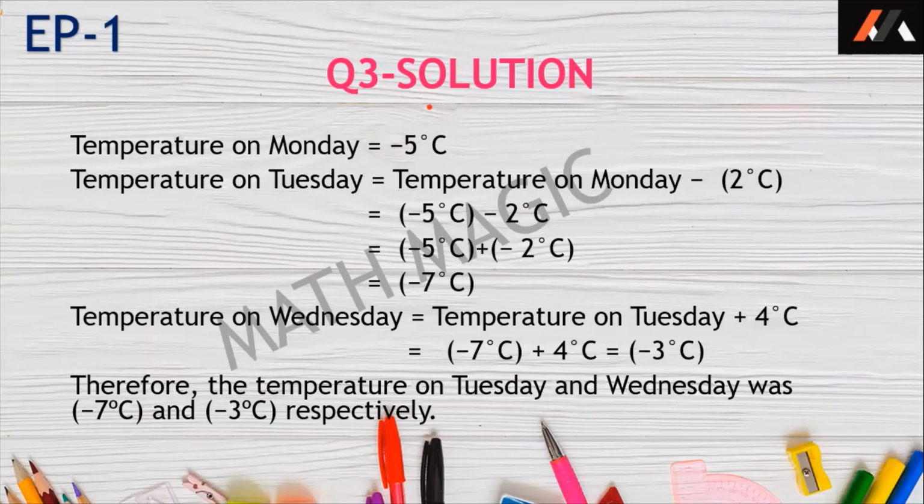The temperature on Wednesday was temperature on Tuesday plus 4 degrees Celsius. Note, it is not the temperature on Monday, it is the temperature on Tuesday plus 4 degrees Celsius. Minus 7 degrees Celsius plus 4 degrees Celsius is equal to minus 3 degrees Celsius. Therefore, the temperatures on Tuesday and Wednesday were minus 7 degrees Celsius and minus 3 degrees Celsius respectively.